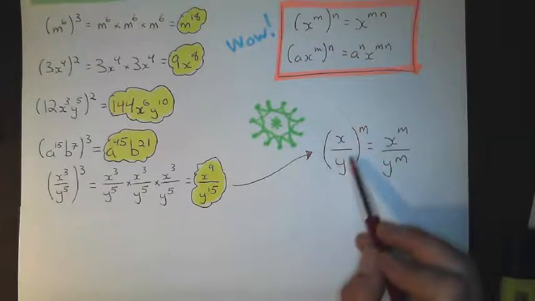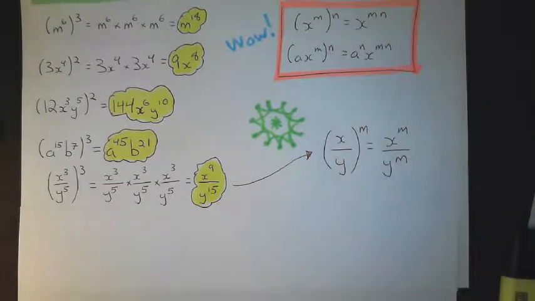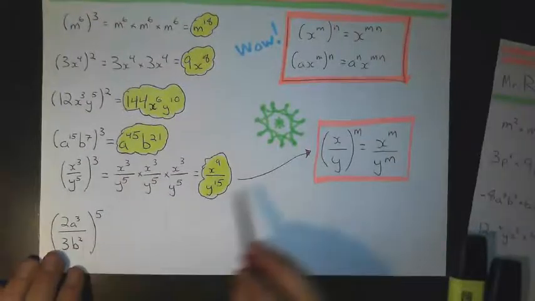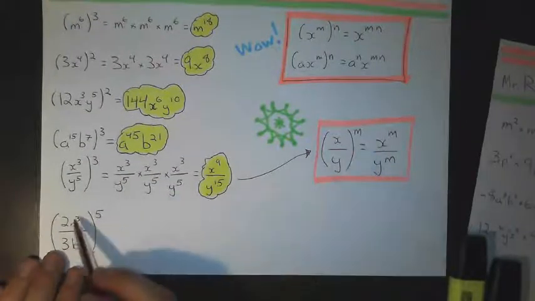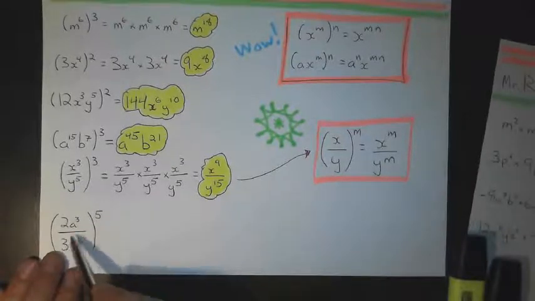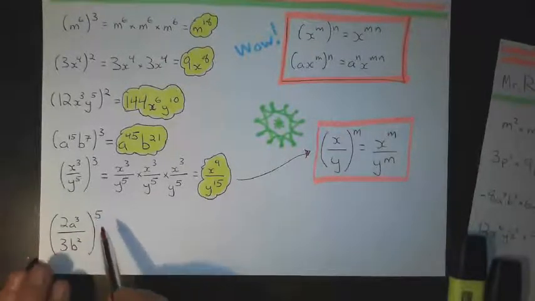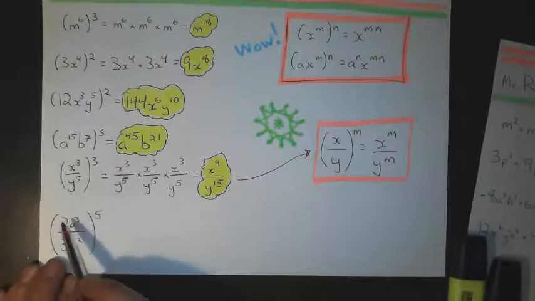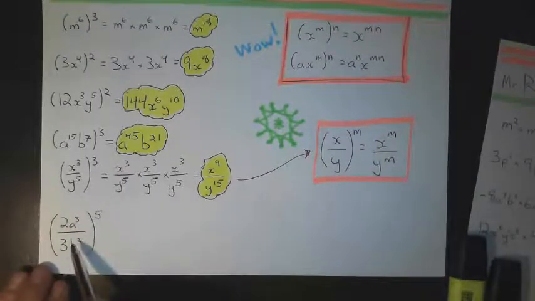Okay, let's look at this example here, and we're going to use this general rule here. Everything in the numerator is going to be raised to the power of 5, and everything in the denominator is going to be raised to the power of 5. So don't write it out in full. Just raise the top part to the power of 5, and the bottom part to the power of 5. So rewrite it so it looks like this.